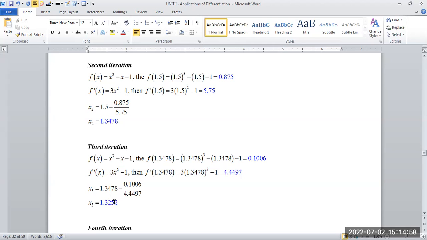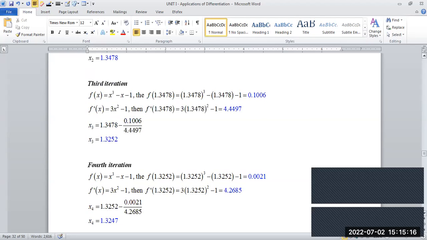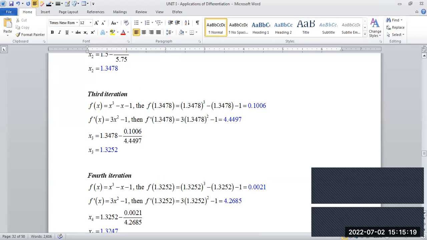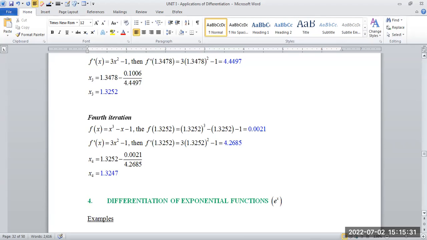All right, so I got 1.35 for the second one, and then I get 1.33 for the third one, and the fourth one I got 1.32. So I guess this question is asking for 2 decimal places and not 3. Because 2 decimal places would give me 1.32. No, this would be 1.33. Sir, you can get 1.325. Yeah, so it should be 1.325.